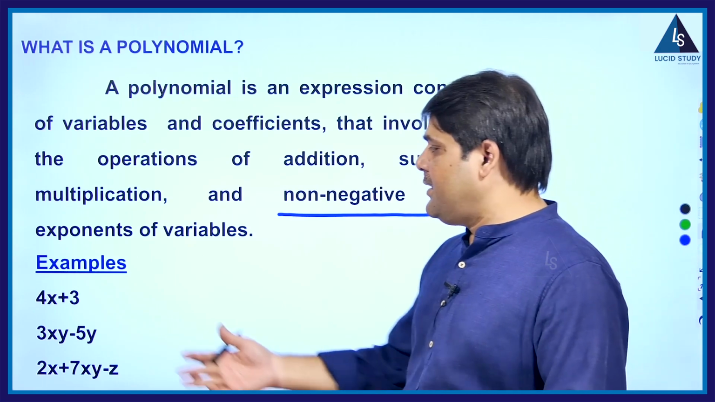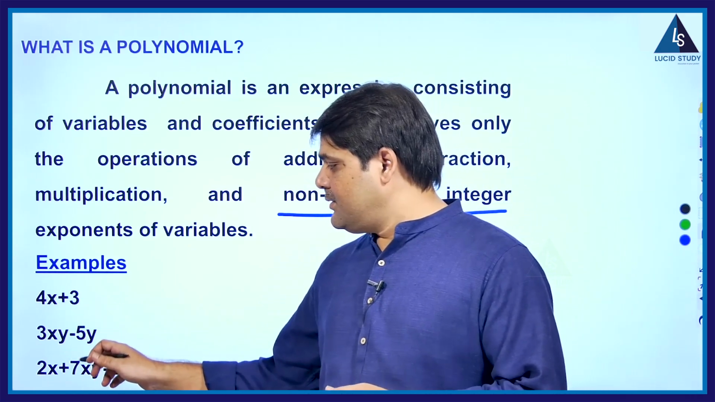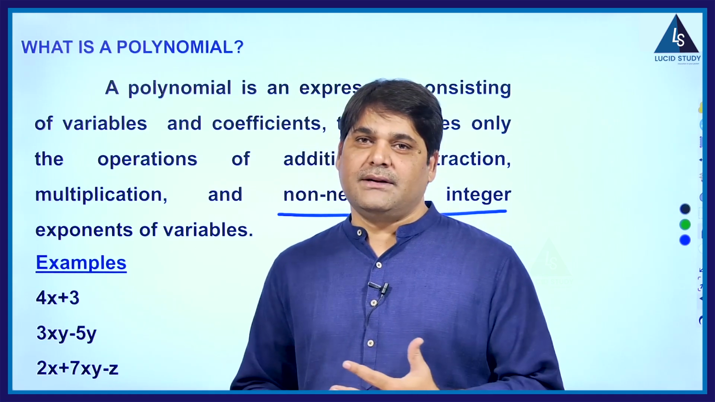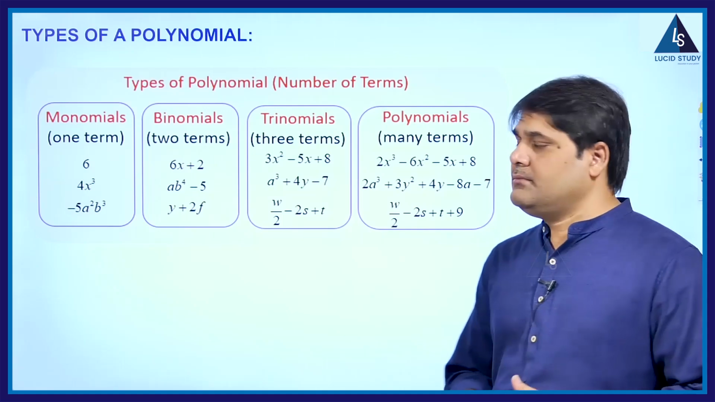See some of the polynomials here: 4x plus 3, 3xy minus 5y and 2x plus 7xy minus z. These are some examples of polynomials.